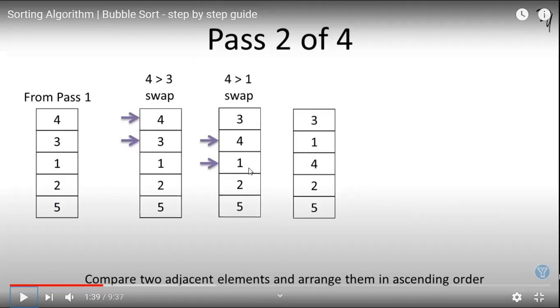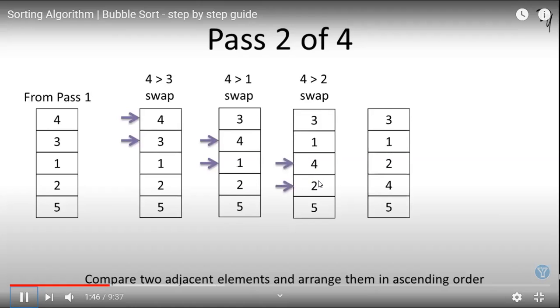In all the passes, we are doing the same procedure. Again, I'm checking 4 and 2, whether it is in perfect order or not. No, it is not in perfect ascending order. These two are also not in perfect order, so I'm just swapping both the values.